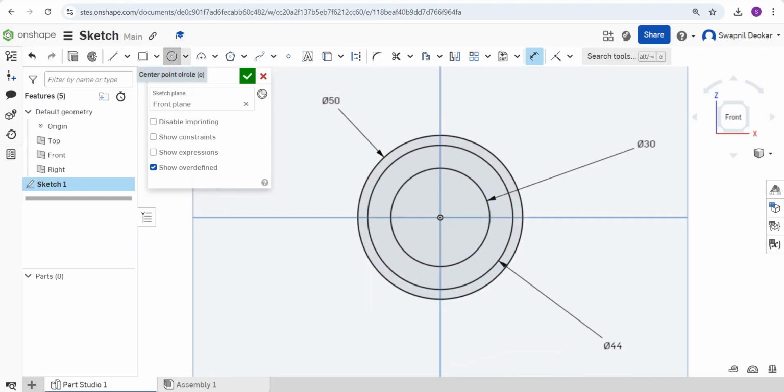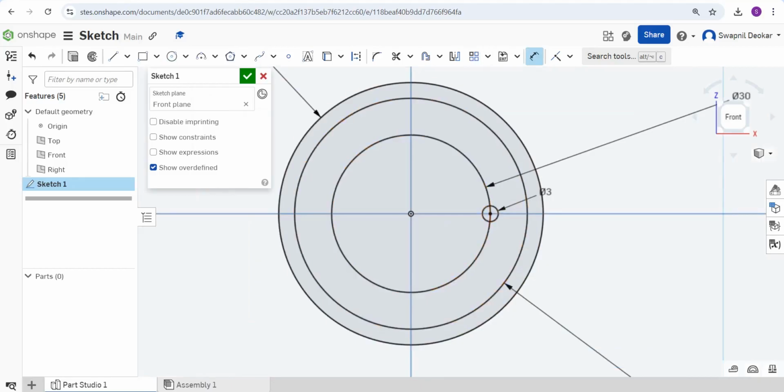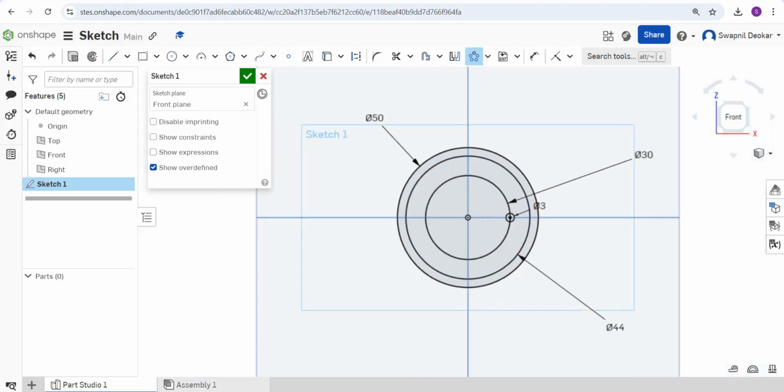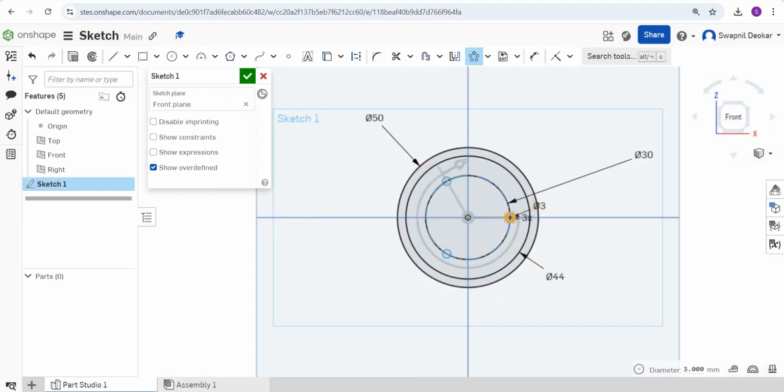So on this circle, we are going to draw the small circles of diameter 3 and these are 7 in numbers. So from this I will do the circular pattern and you can see here 7 in numbers. Okay, and convert this as a construction circle.